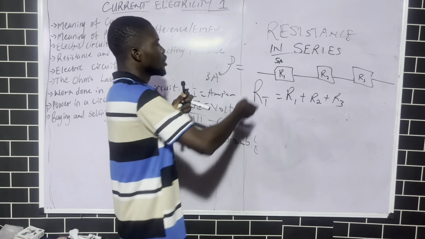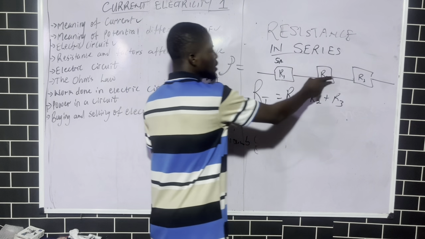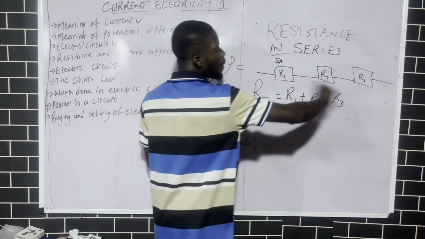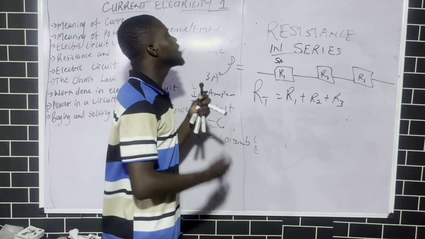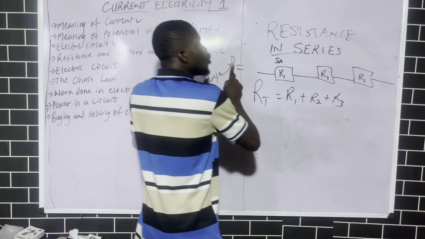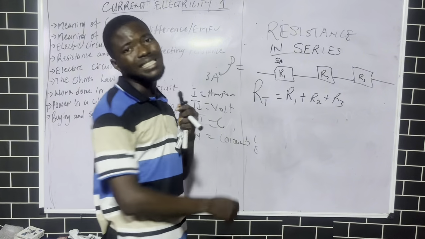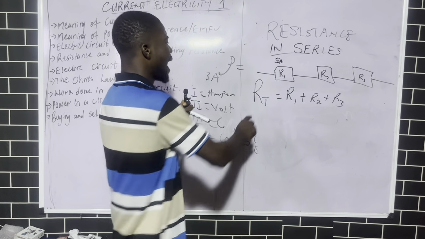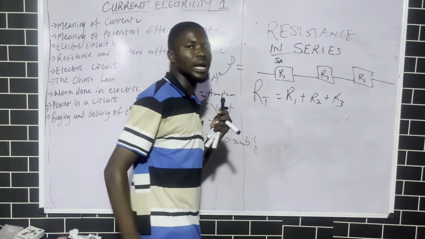So imagine this is a person. If this person is shocked and all of them are connected, this third person will be shocked. This is why we say they are in series. So when resistors are in series, the current flowing through each of them is the same. Very important, please. And the total resistance is got by adding each of them together.